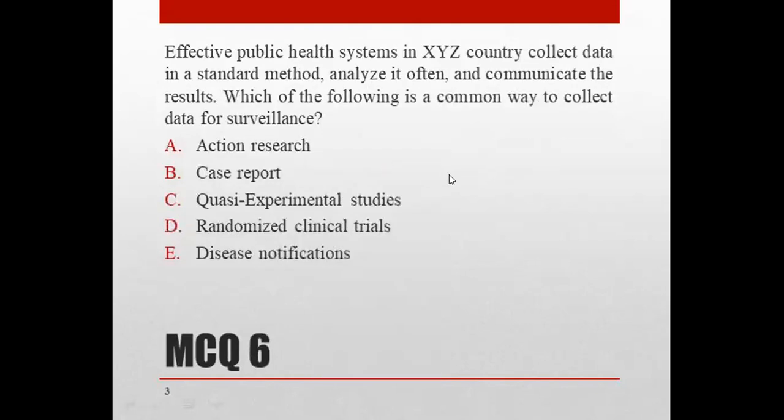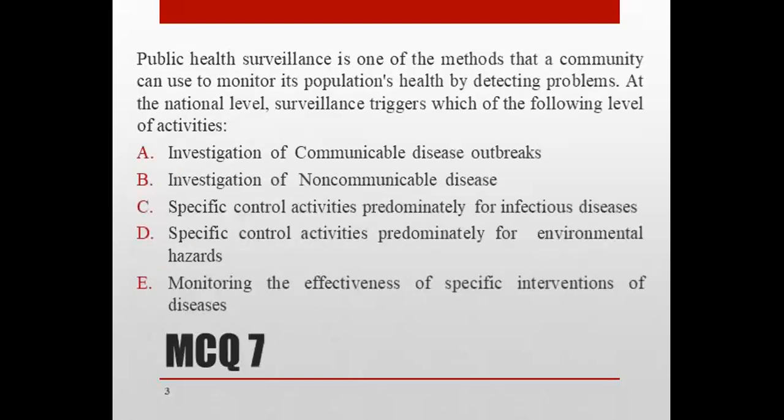MCQ 6. An effective public health system in XYZ country collects data in a standard method, analyzes it, and openly communicates the result. But which of the following is a common way to collect data for surveillance? Alpha, action research; beta, case report; C, quasi experimental studies; delta, randomized clinical trial; E, disease notification. E will be the correct option. Disease notification is the most common method of data collection for surveillance.